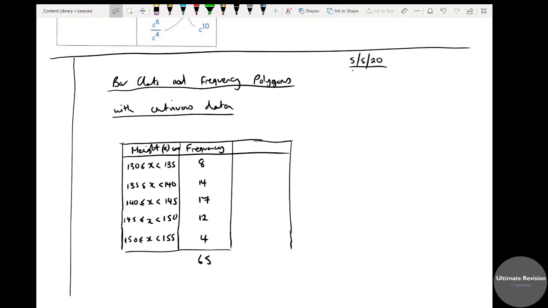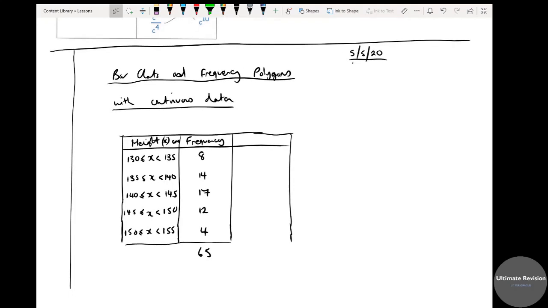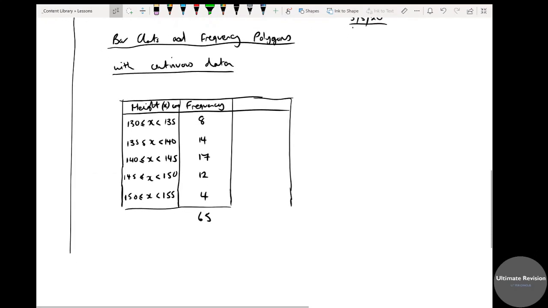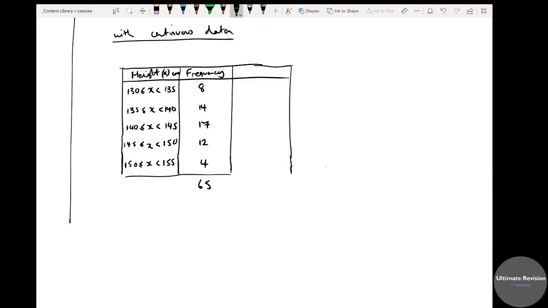Now in a table it's not as easy to visualize. You can see that the most people fit into this middle category here, but sometimes a bar chart or a frequency polygon is a better way of representing the data. So let's look at this data. What we're going to do is put it in a bar chart first.